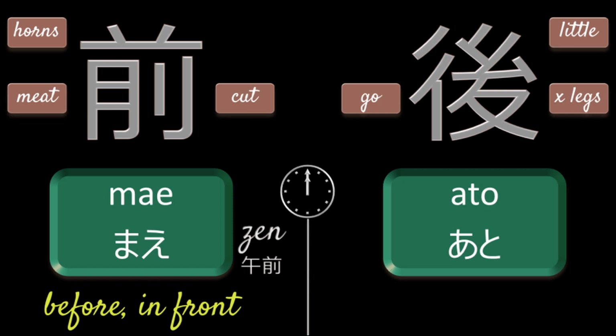Coming to the readings, one of the kun readings or the Japanese based readings of this character is ato, and it means after or later. And the on reading or the Chinese based reading is go, which is used in words like go, which means PM or afternoon. Now that you have learned the two words mae and ato and their meanings, let us see some sentence patterns that use these words.